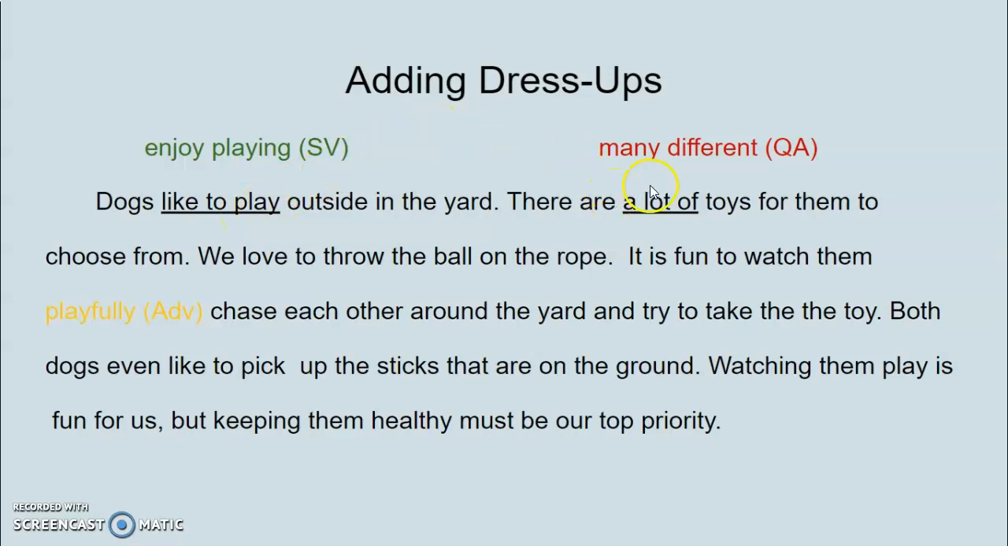So next sentence, I decided to create a better quality adjective. "There are a lot of toys for them to choose from." "A lot of," that's kind of like a descriptive phrase. Lot, toys. So I chose to change it to something a little bit more interesting. "There are many different toys for them to choose from." Even that isn't as exciting as you could make it, but it's a lot better than what I already have.